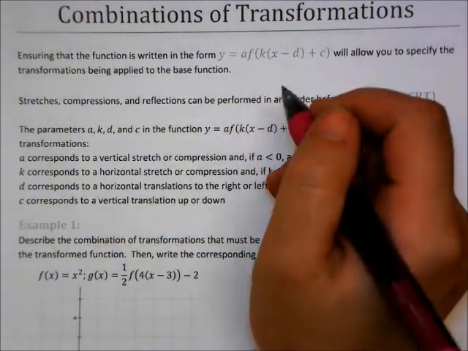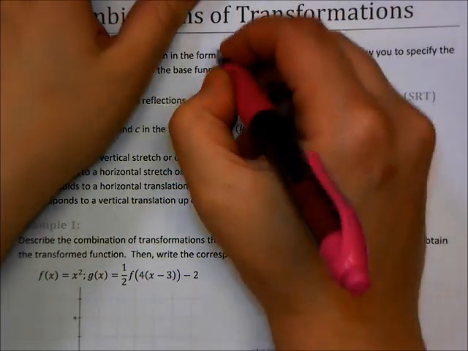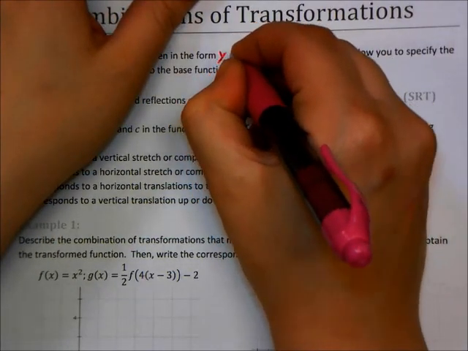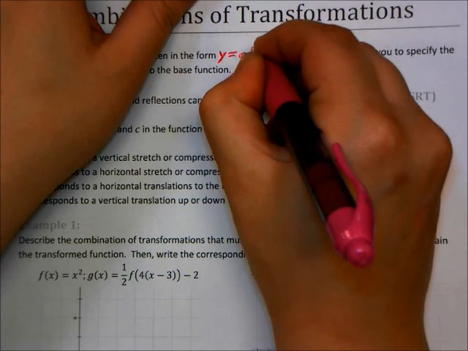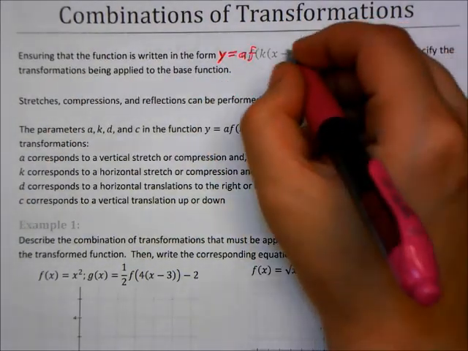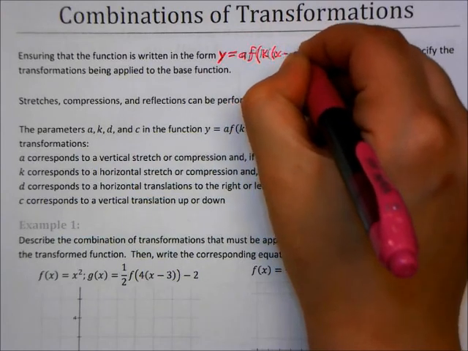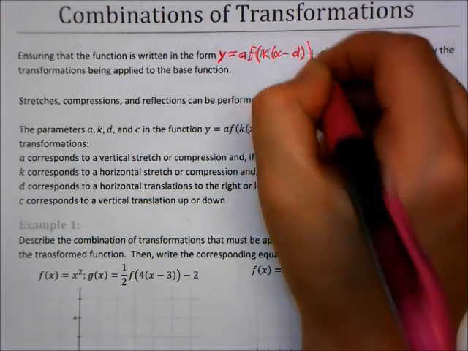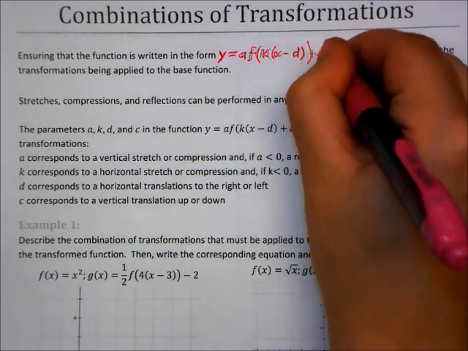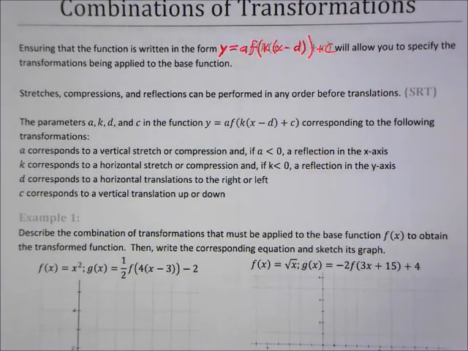Now we've seen each of these letters on their own independently. Our new function is going to be y equals a f of k x minus d, close the bracket here, not there, plus c at the end. This will allow you to specify the transformations being applied to a base function.